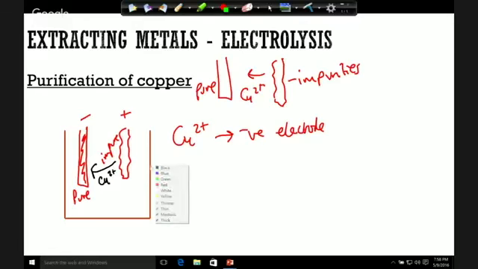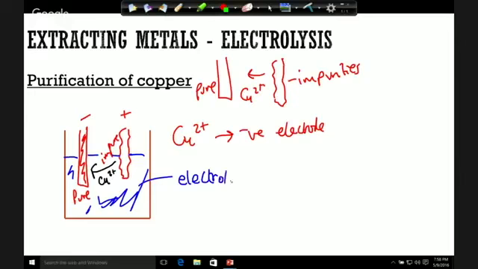Now, the solution that you'll see it in still needs to contain copper. So this might be something like your copper sulfate solution. And I should have remembered before to say that this is called the electrolyte. So the solution that is in the process of electrolysis is called the electrolyte. And this has to contain copper as well. Otherwise, you might get different metal ions moving over there. So this might be something like copper sulfate, that blue solution that I mentioned earlier. So that's what happens in purification of copper.